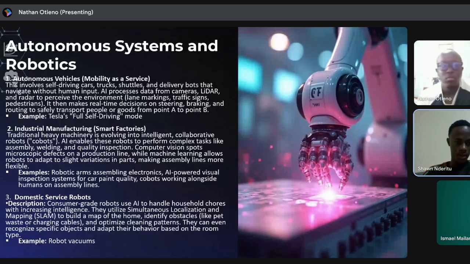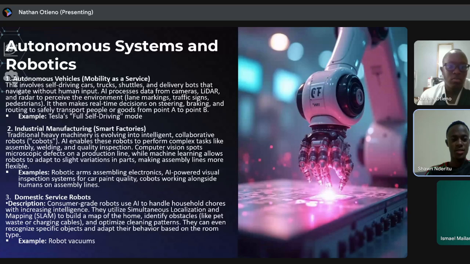Let me also take you through autonomous systems and robotics. So first we have autonomous vehicles, which act as mobility as a service. So this involves self-driving cars, trucks, shuttles, and delivery bots that navigate without human input.